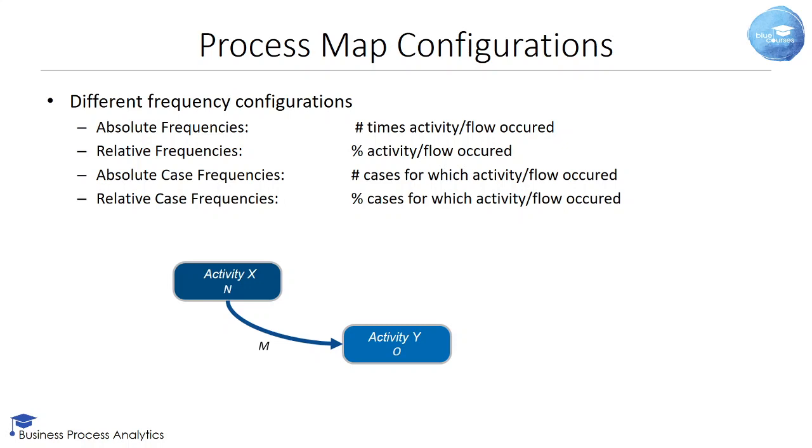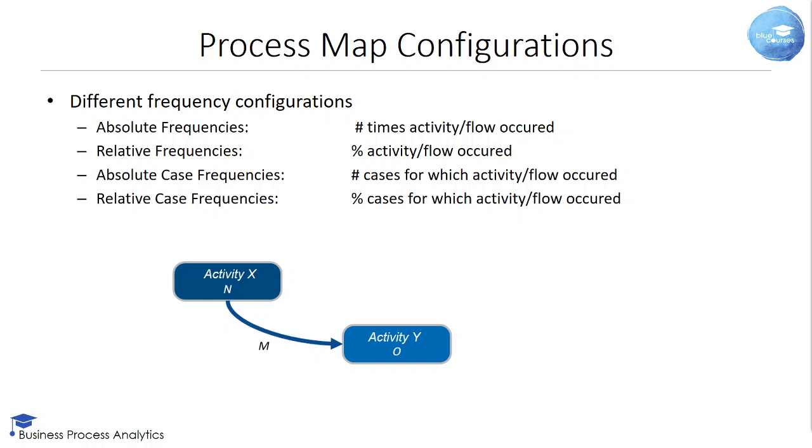Besides the absolute frequencies, we can show three other types of frequencies: relative frequencies, absolute case frequencies, and relative case frequencies. Depending on the different configuration, the interpretation of the numbers shown in the place of n, m, and o will be different. In a relative frequency map, we can say that the activity X represents n% of all activities performed, and the flows between X and Y represent n% of all the flows.